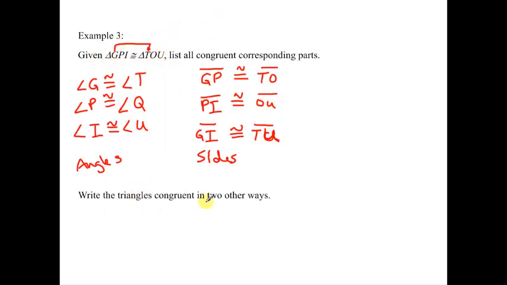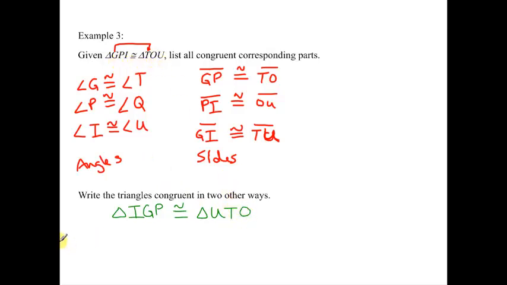Can we say this in two other ways? They told us GPI is congruent to TOU. Can we mix that up? Well, last example, I showed you how to do that. So let's just change the order of these letters. Just mix them around, shuffle them up. Maybe put I in front. Let's go IGP. How would that be congruent? Your job is just to say what the order would be for the other set. So I matched U. So we're going to put U in front, just like we put I in front. G matched T. So T is going to come second. And our last one, P, that was matched up with O.